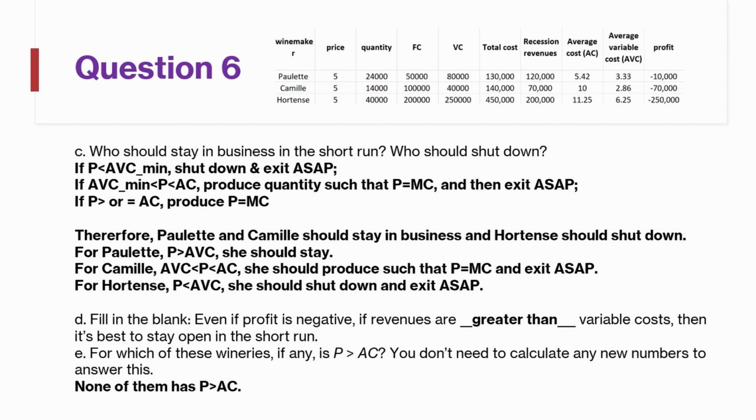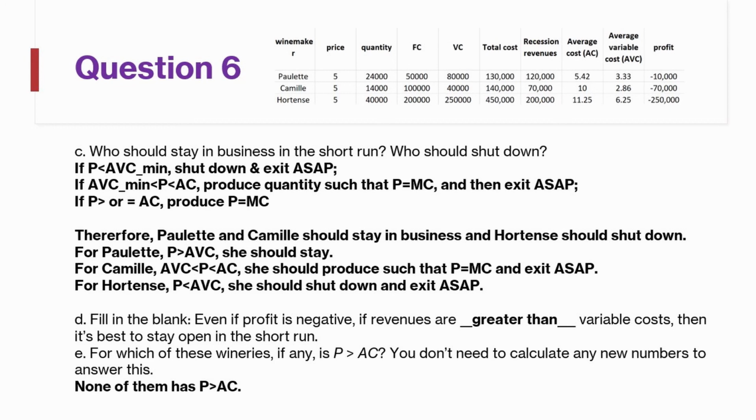Therefore, Paulette and Camille should stay in business and Hortons should shut down. Since we see that for Paulette, the price is larger than average variable cost. For Camille, the minimum of average variable cost is smaller than price, which is smaller than the average cost. So she should produce such that P is equal to MC, but exit ASAP. And for Hortons, the price is already so low that it's smaller than the minimum of average variable cost, and so she should shut down and exit ASAP.